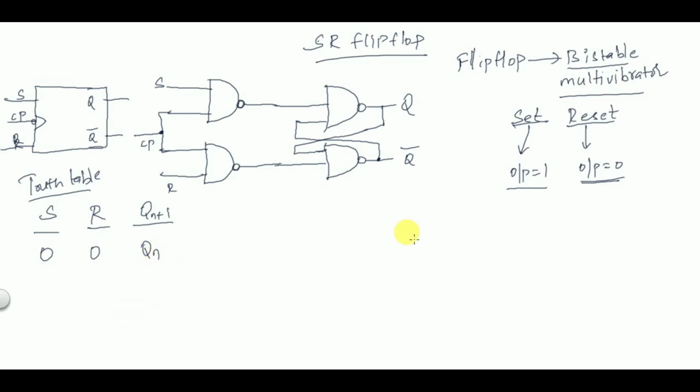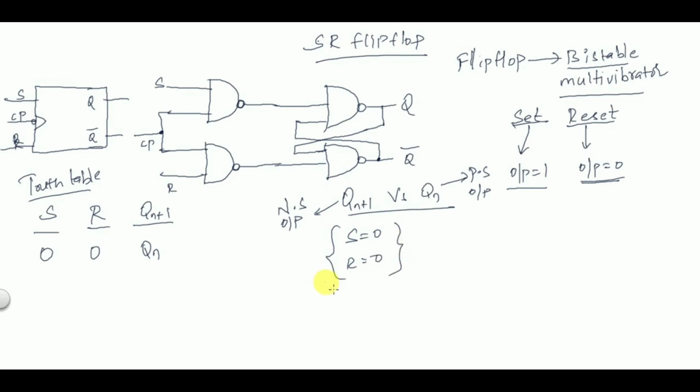Now understand the difference between Qn plus 1 and Qn. Qn plus 1 is called the next state and Qn is called the present state output. Suppose you are applying some input, let us say S is equal to 0 and R is equal to 0, at 9 AM. In the morning today you apply S is equal to 0 and R is equal to 0. You'll get some output, that we don't bother about.